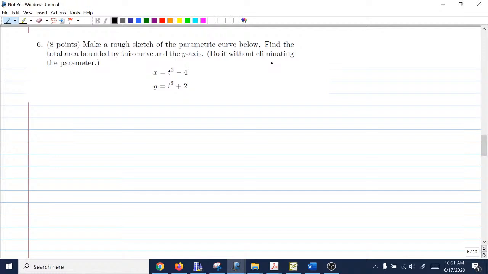Let's make a sketch of this parametric curve. What does my x-coordinate look like? My x-coordinate looks like t squared minus 4. I know that intersects the y-axis at -4. It intersects the x-axis at plus or minus 2. This is my x-coordinate. What does my y-coordinate look like? My y-coordinate is just increasing through 0. It's t cubed plus 2. So something like that.